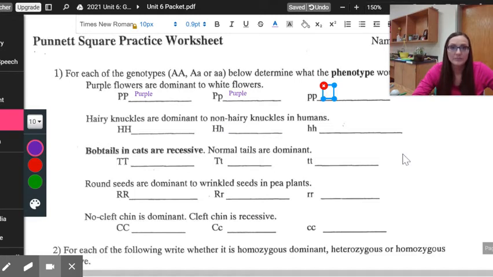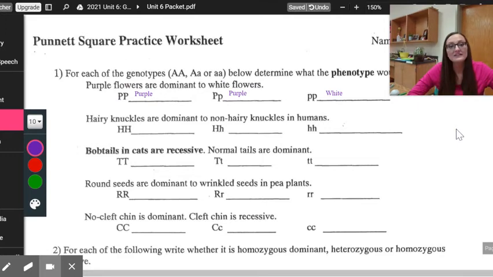All right, these are two lowercase letters, little p, little p. Let's see here. Well, I understand that they use the letter P, so that could be confusing. But if they're both lowercase, that means they're both recessive. So what's the recessive color? White. So these flowers would be white. See? Just like earlobes. If we did this with earlobes, it would be unattached, unattached, attached. So a lot of you watching this would have unattached earlobes. All right, let's do another one.